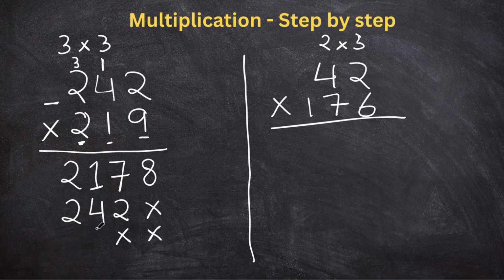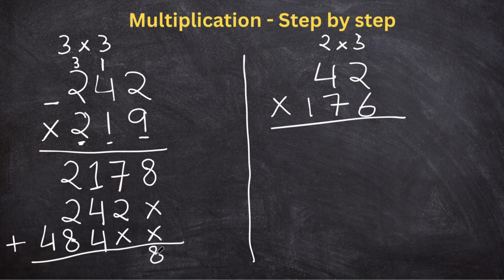2 times 2 is 4. 2 times 4 is 8. And 2 times 2 is 4 again. And the same process, just add it. 8 will be 8. 7 plus 2 is 9. This will be 9. This will be 12. So 2 here and 1 carry forward here, and 4 plus 1 will be 5. So that's the answer.